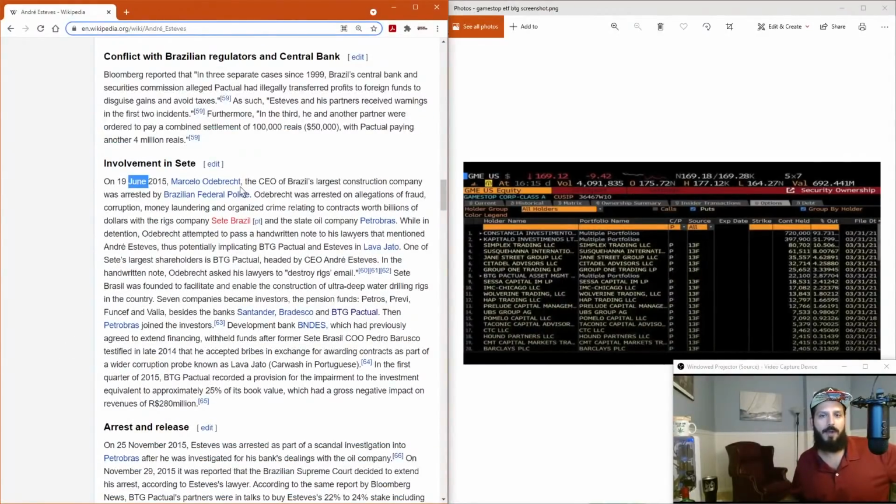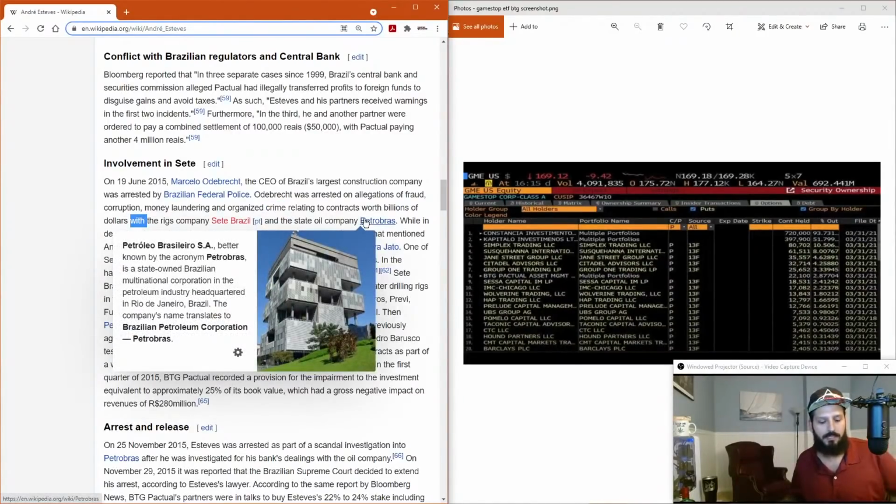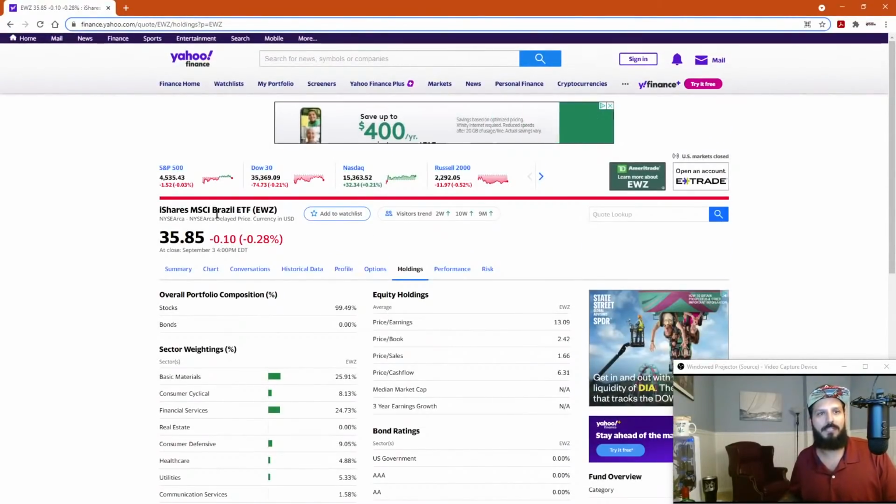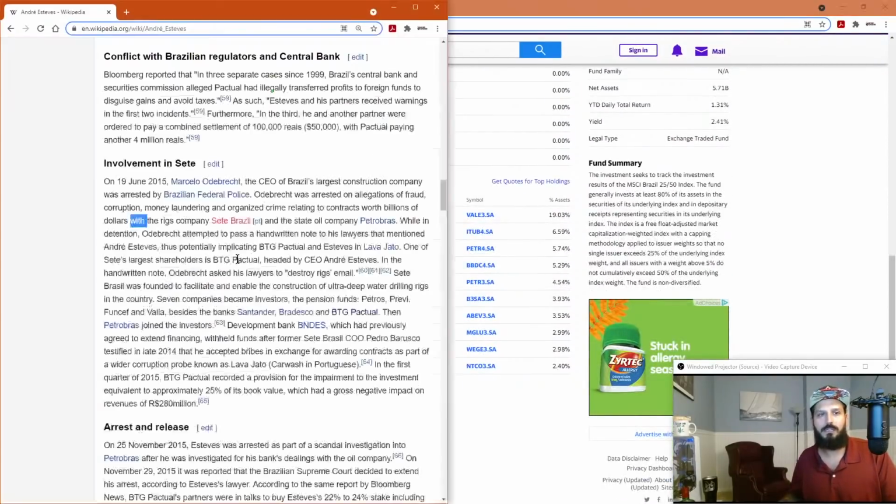Remember that guy Odebrecht? In June 2015, the CEO of Brazil's largest construction company was arrested by federal police on allegations of fraud, corruption, money laundering, organized crime, and contracts related to billions of dollars with Petrobras. Petrobras, right? You guys remembering this? The guys that are right here inside all of these ETFs and all these MSCIs in Brazil and around the world, including Luxembourg and DTC, in France, in London, everywhere. Cayman Islands.